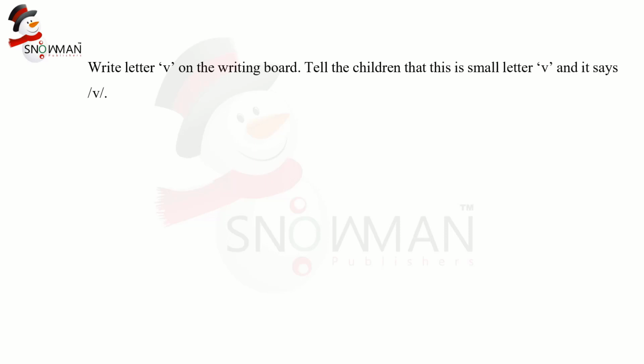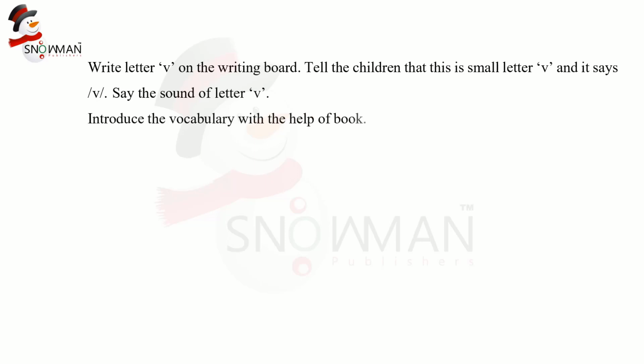Write the letter V on the writing board. Tell the children that this is small letter V and it says V. Say the sound of letter V, V. Introduce the vocabulary with the help of the book. Show pictures and say words with their initial sound.